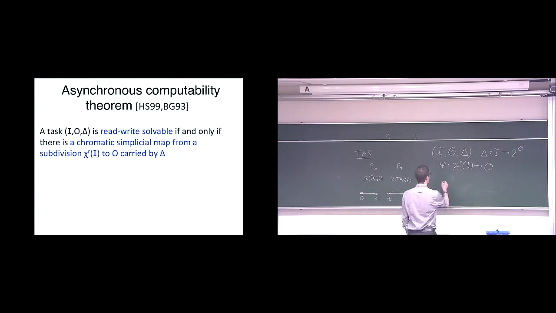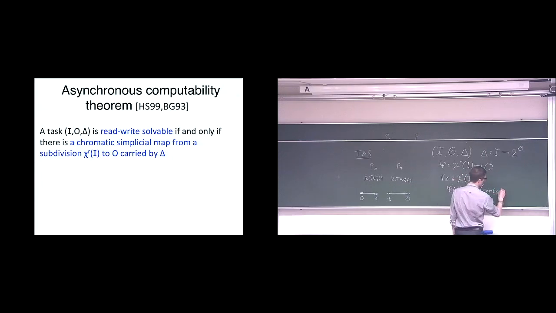And now we want to say that carried means that for all sigma in the domain of this map, phi of sigma belongs to delta of the carrier of sigma in I. So what's the carrier? This is something which is defined on the subdivision. If you have a subdivided simplex, you can take any simplex in the subdivision. You can find the smallest simplex of the original complex, which is subdivided, which contains the simplex.